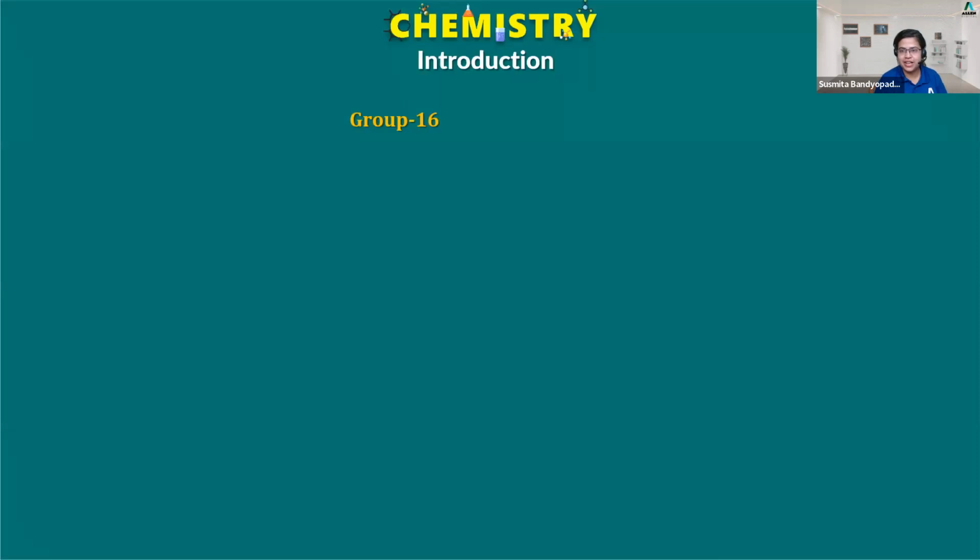I took a while so that we can start group 16 as well. Tell me which one has higher electron gain enthalpy, oxygen or sulfur? Oxygen or sulfur? Sulfur, right?